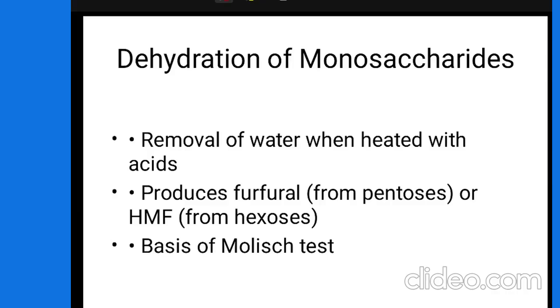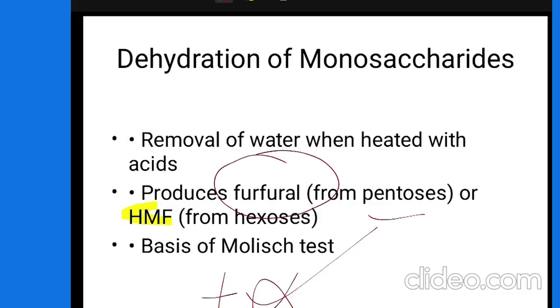What is the dehydration of a monosaccharide? That is the removal of water when heated with acids. It produces furfural from pentoses and hydroxymethyl furfural from hexoses. This forms the basis of Molisch's test. So, when any kind of carbohydrate is heated with H2SO4, that gives rise to this furfural. This furfural, in the presence of alpha naphthol, gives rise to a specific color that is used for primary identification of that carbohydrate.